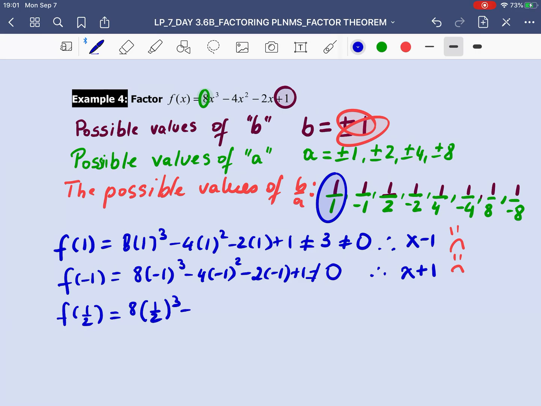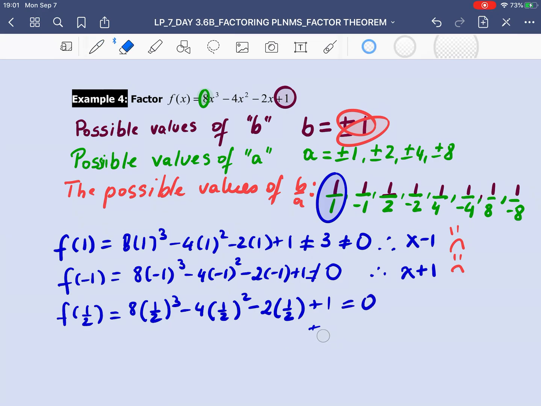So we have 8 times half cubed minus 4 times half squared minus 2 times half plus 1. So this will be 1, this will be minus 1, this would be minus 1 as well, and this is plus 1. Oh, it seems that this time we hit a 0. And we're going to say that, therefore, x minus 1 over 2 is a factor.